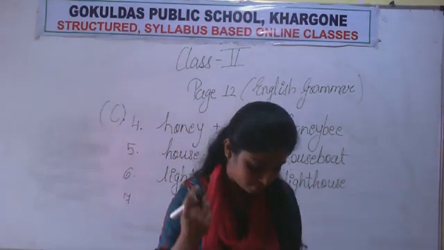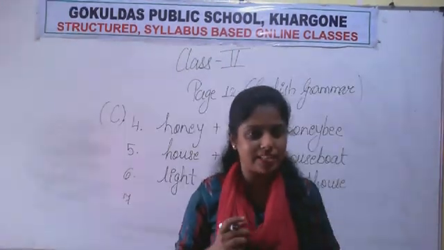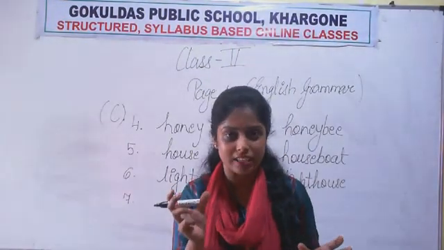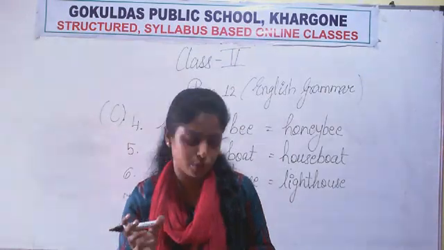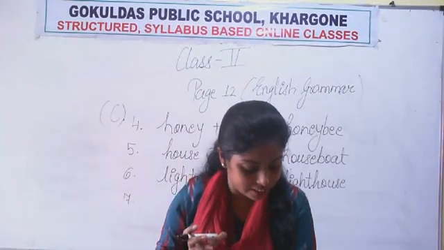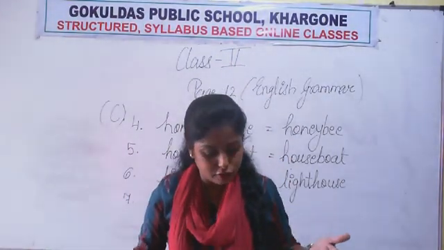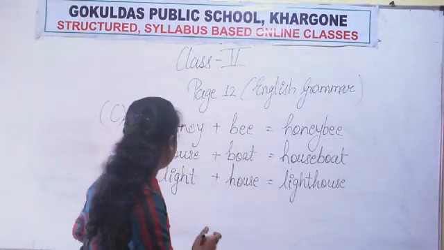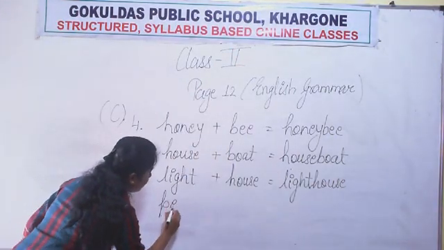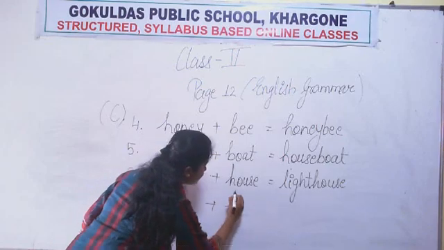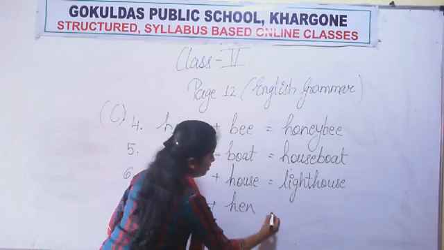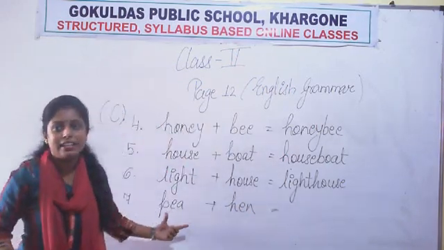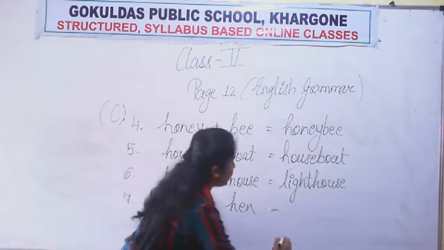Number 7. Okay, what is number 7? It's a pea. Pea means matar. Okay, it's a pea over there, and the second picture is of a hen. So let's write it: PEA plus HEN, hen. And after combining the words, what do we get? We get peahen.